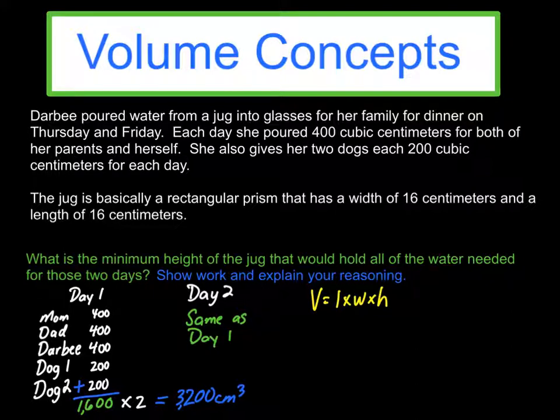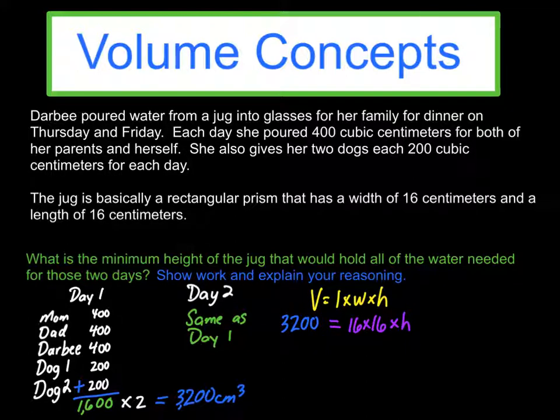The next thing we need to do is look at the volume of this container. We know that the width and the length are both 16, so we can plug that into the formula, 16 by 16. We still do not know what the height is. That's what we're trying to figure out. And we actually do know the volume. The volume is going to be 3,200 centimeters cubed. So we can write that in.